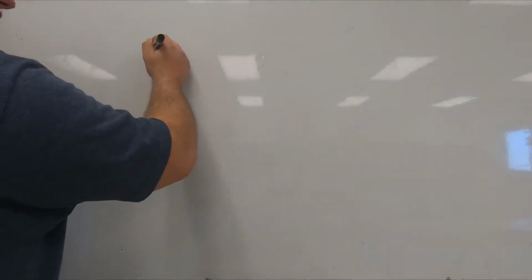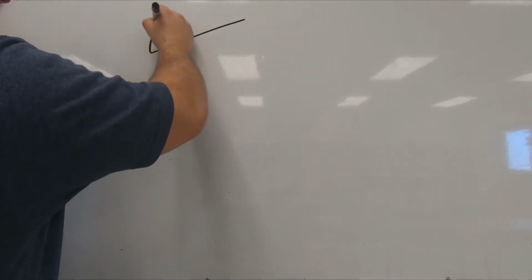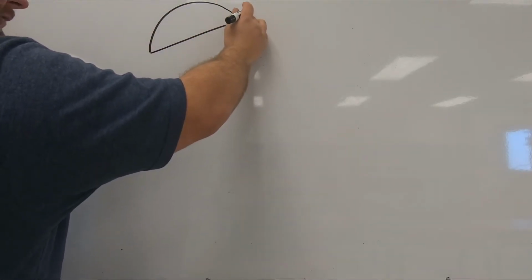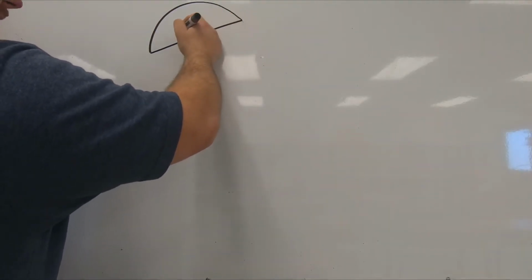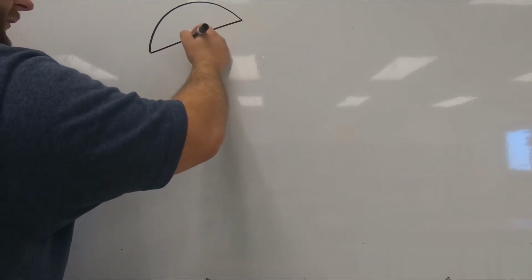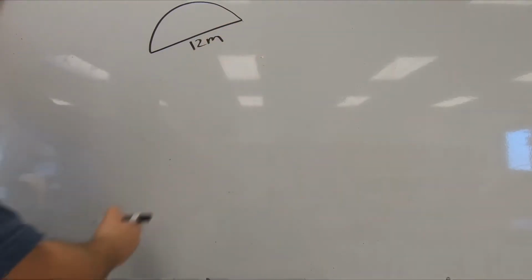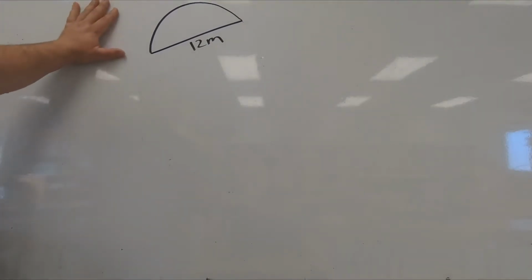One other question that's going to be coming up, we have one more sheet and it's a review sheet, is you're going to see a question like this. You're going to have a half circle. Okay, you're going to have a half circle. And we'll say that the diameter of this circle is 12 meters. Okay, and it's going to say, what is the circumference of this half circle?